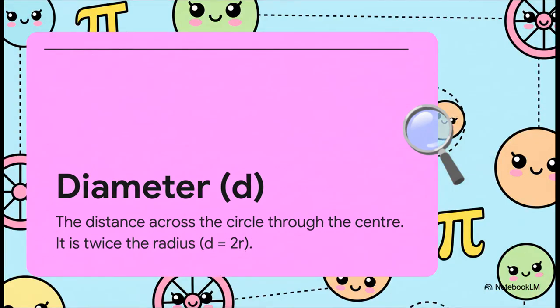Now, what if you take that radius and just stretch it straight through the center all the way to the other side? Boom, you've got the diameter. It's the full width of the circle. And this means the diameter is always exactly twice as long as the radius. That's a super simple but absolutely crucial relationship you've got to remember.